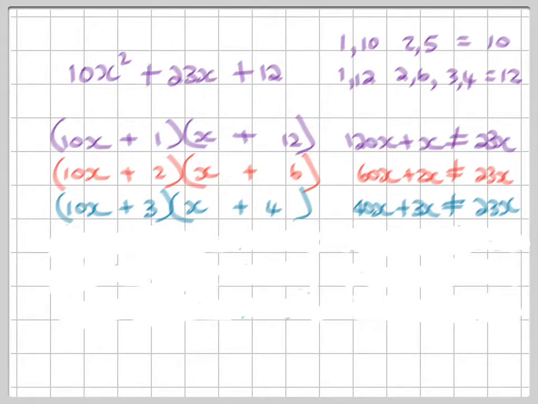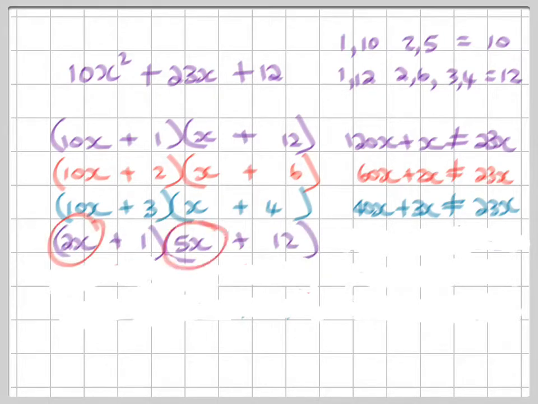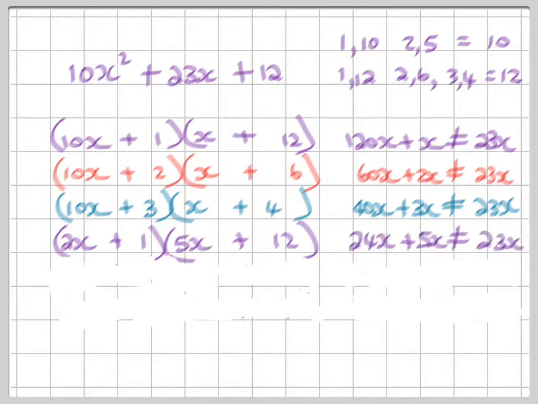So now we have to move. We finished with those factors of 10. We have to move on to those factors of 10. So we're going to go 2 and 5. So here we have 2x and 5x. And we start right at the beginning of the factors of 12 again, 1 and 12. And let's have a look. 24x plus 5x is not 23x, so that's not going to work.